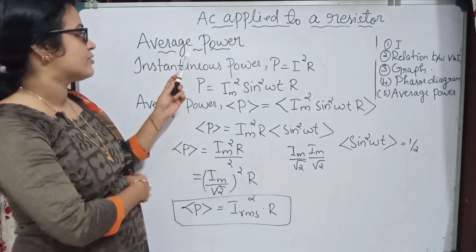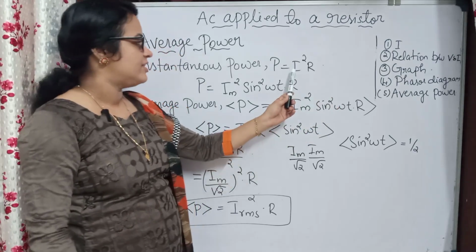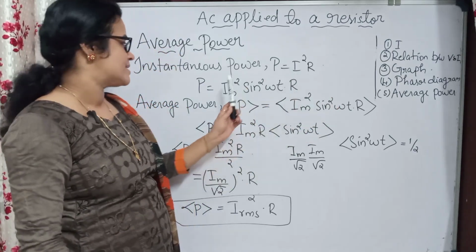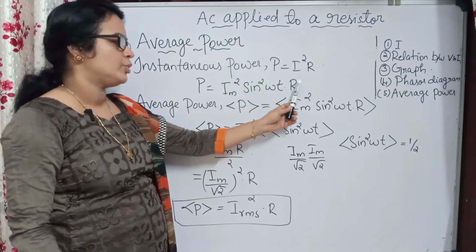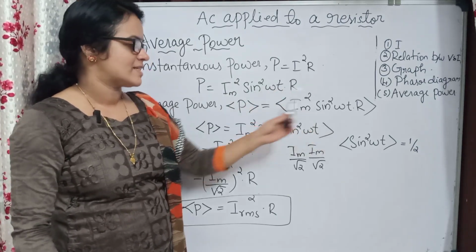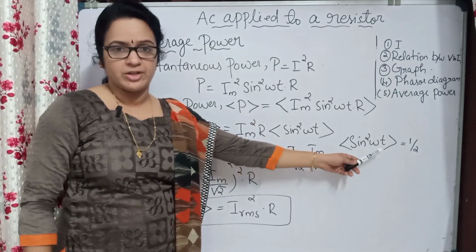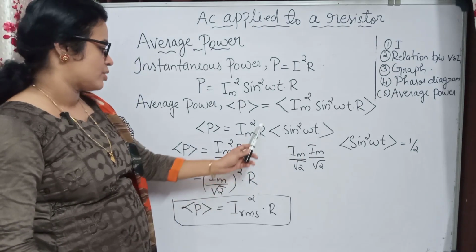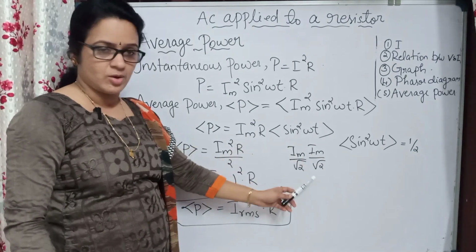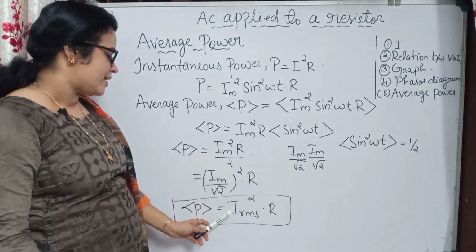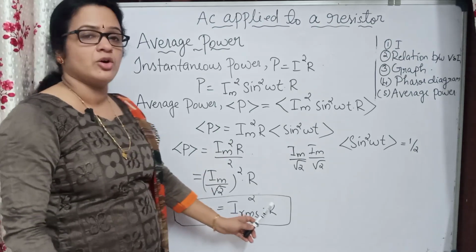So how can we find the average power? We use the equation P equals I square R, and substitute the instantaneous value of current, I equals Im sin omega t. So Im square sin square omega t into R, and here we take the constants outside. The average value of sin square omega t is 1 by 2, which we substitute here. So Im square R by 2, and we split this into Im by root 2 the whole square. Then that equals IRMS square into R. That is, the average power is equal to IRMS square into R.